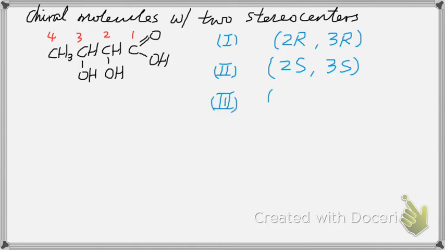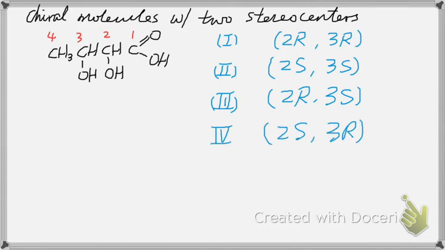The third molecule, what we can do is change one chiral center but leave the other the same. For example, we will keep the chiral center at carbon 2 as R and change the chiral center at carbon 3 to S. Okay, now we have 2R, 3S. And lastly, for the last molecule, we can do the opposite, 2S, 3R.